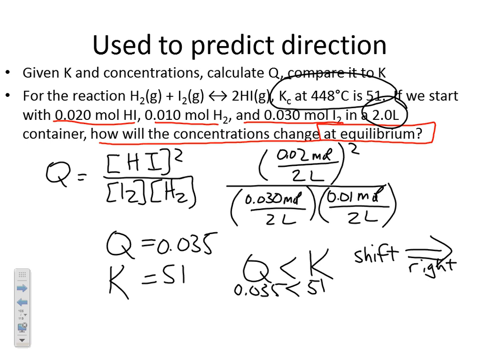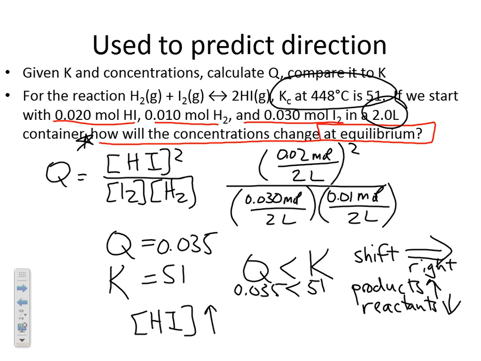So our products are going to go up and our reactants are going to go down in order to do that. So what are our products, what are our reactants? The question is asking, how will the concentrations change at equilibrium? So I can say that the HI will increase at equilibrium, and then the H2 and the I2 will decrease at equilibrium. So that answers that question.